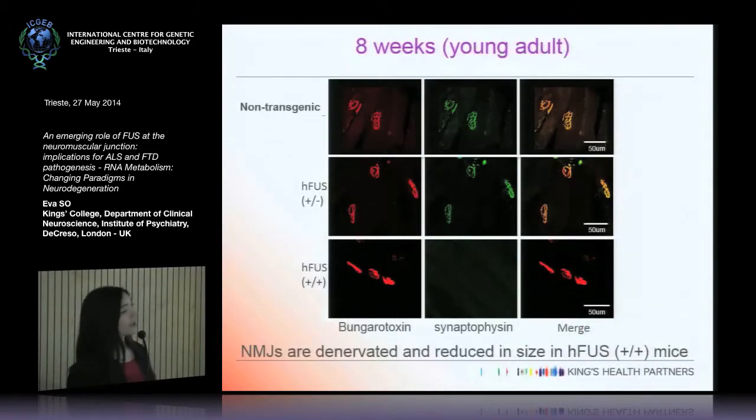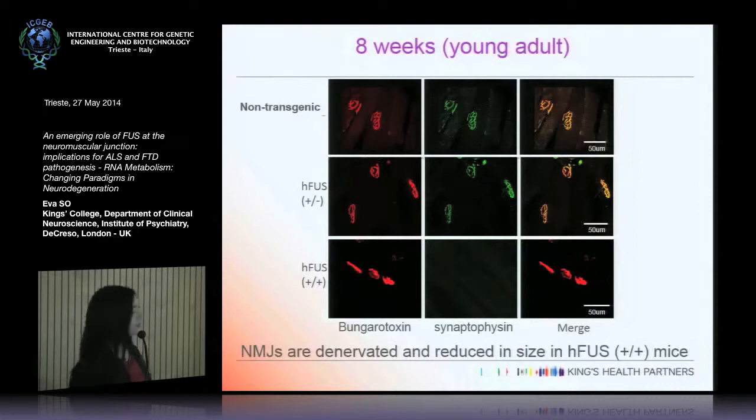So first, I looked at 8-week-old young adult mice, in both non-transgenic and transgenic mice. So I stained the gastrocnemius muscle with alpha-bungarotoxin, which stains the postsynaptic acetylcholine receptors, and with synaptophysin, which is the presynaptic marker of the NMJs, which stains the synaptic vesicle membranes at the nerve terminals. So you can see in the non-transgenic and hemizygous mice, which show no phenotype, there is a perfect colocalization of the pre- and postsynaptic markers. So this shows that these NMJs are fully innervated.